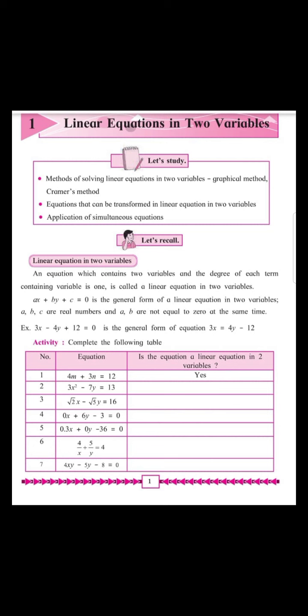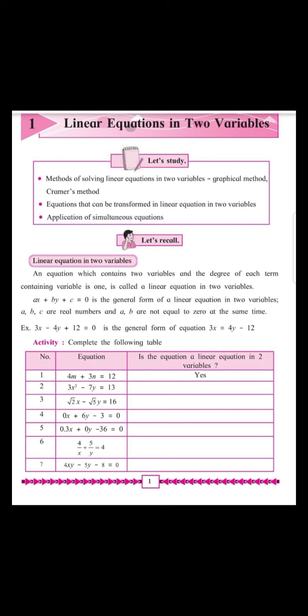What is in this chapter? Let's study methods of solving linear equations in two variables. First method is graphical method and second is Cramer's method. After that we will solve the second point, equations that can be transformed in linear equation in two variables, and the third point is application of simultaneous equations. Okay, all these things we will learn in this chapter.